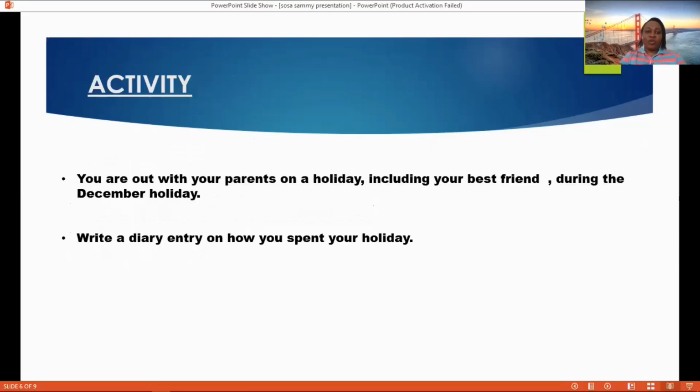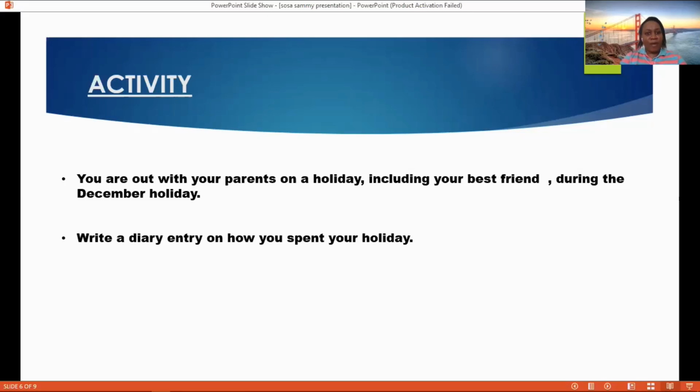Right, we want to look at an activity which is going to enlighten us more on transactional text. The activity is based on a diary entry. You are out with your parents on a holiday, including your best friend. That is during the December holiday. Write a diary entry on how you spent your holiday.